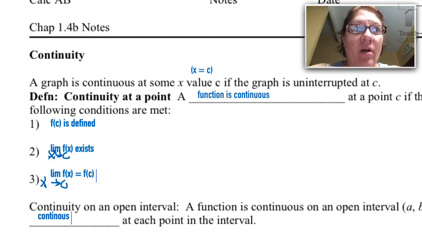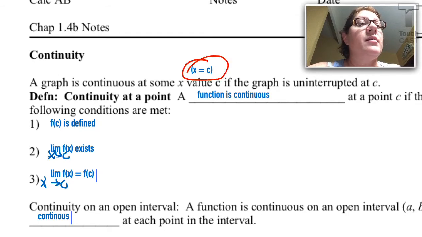So I'm going to try to break down all of these crazy definitions for you. A graph is continuous at some value, and we're going to say x equals c. That's pretty much what it says, if it's uninterrupted at c. So in other words, I don't have to lift my pencil. And a function is continuous if it meets the following conditions.